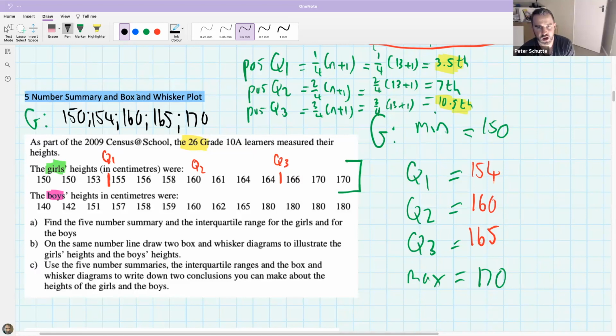And what I would like you to do now is find the 5-number summary for boys. Okay, so go ahead and find me the 5-number summary for boys. If there's any questions about how I found it for girls, please put your hand up and I will attend. But for now, I'm seeing that things are going okay.